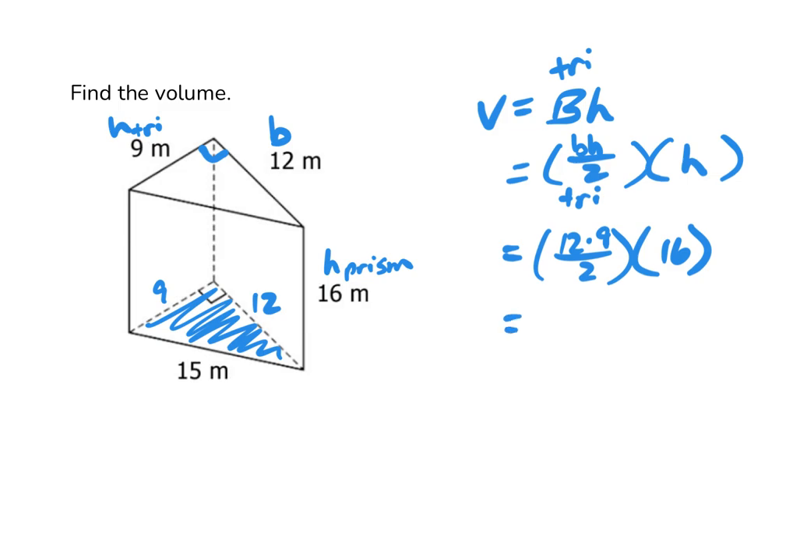Okay, so we should be able to just type that in. What do we get for that one? 864. And then it's meters and it's volume again, so it's meters cubed.